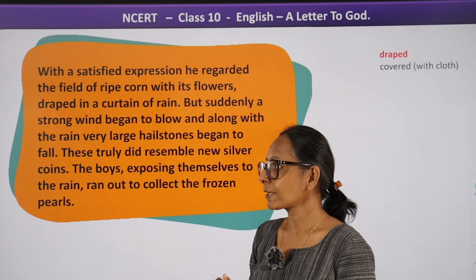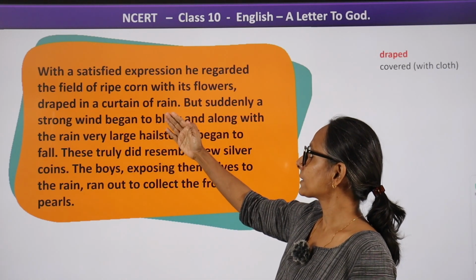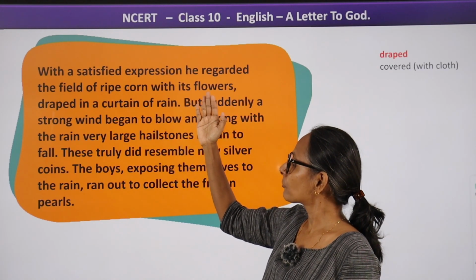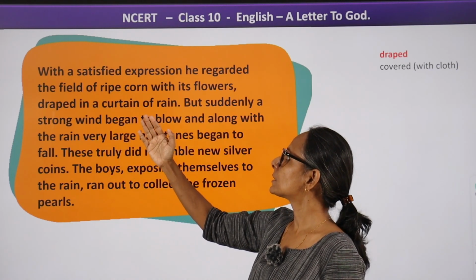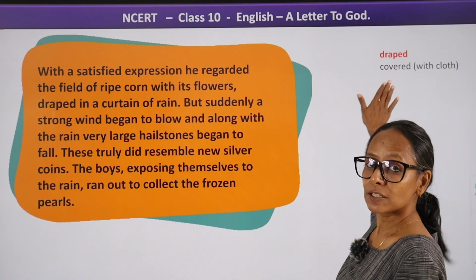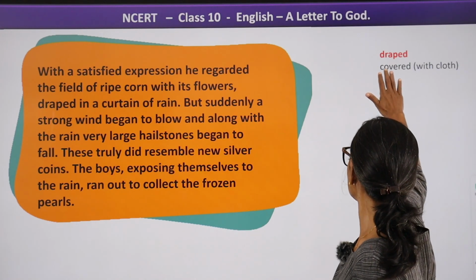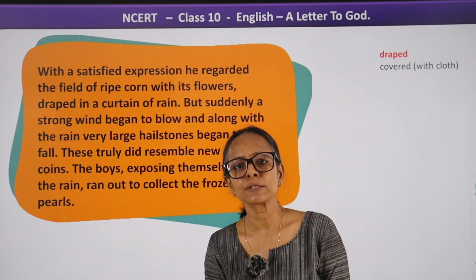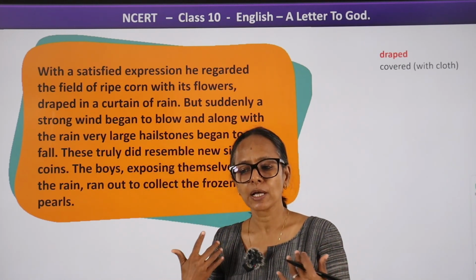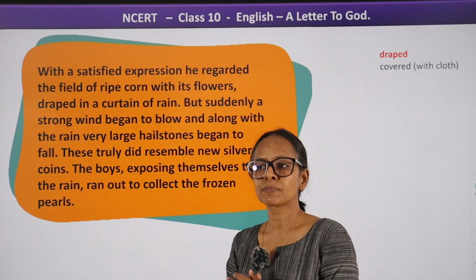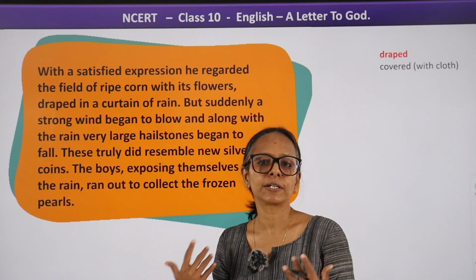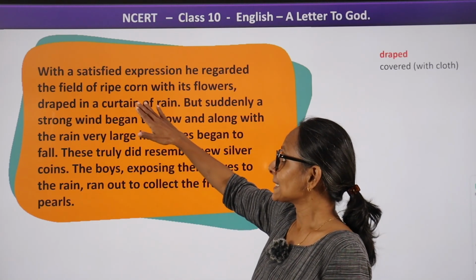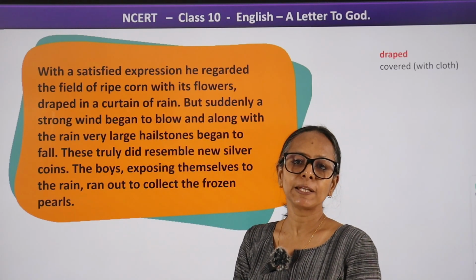So what does he do next? With a satisfied expression, he regarded the field of ripe corn with its flowers draped in a curtain of rain. So, draped here, already you have it written here. Drape means covered with cloth generally. We can use it otherwise also, but draped generally means to cover. We use it, say, for example, she draped a sari over herself, means you wrap it, you cover yourself with something. So with a satisfied expression, what does this mean?